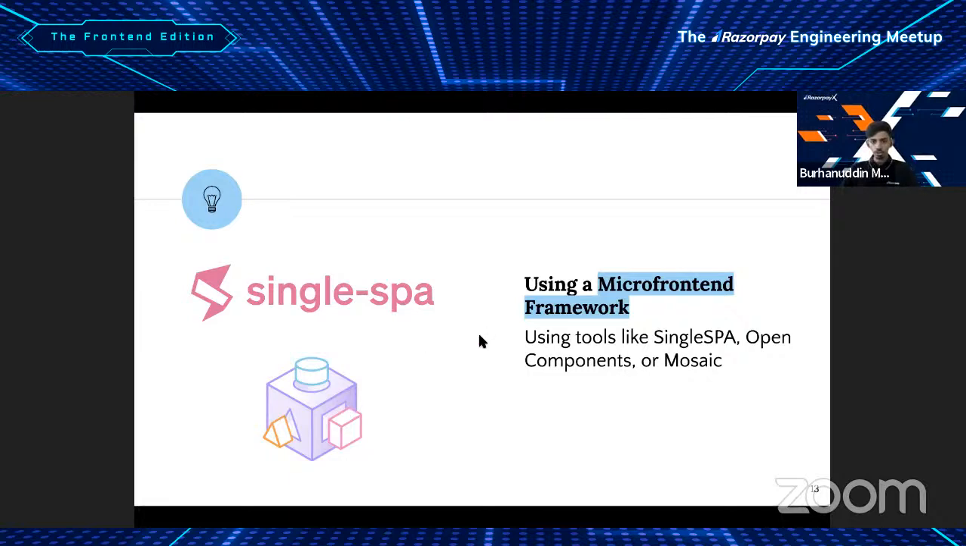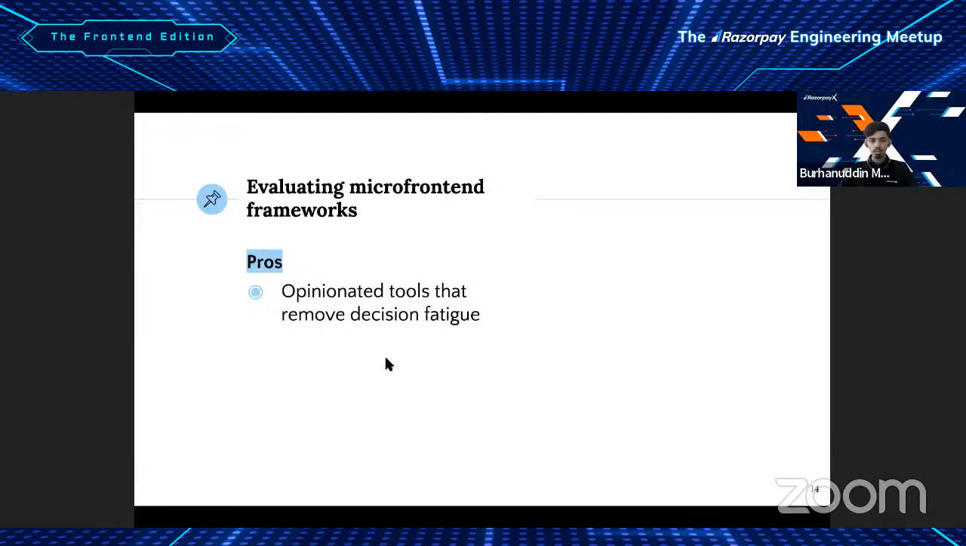So in that direction, we also took a look at frameworks like Single SPA, Open Components, and Mosaic, out of which Single SPA looked the most promising, mainly because a lot of documentation was already available. There was also a sort of community help available for this particular framework. So let's evaluate that too. The pro is that all of these tools are really opinionated. So you don't have to worry about how to do this thing or that thing, because you'll find everything in their documentation. And as long as you follow that documentation and you don't deviate from the golden path, then you'll be fine.